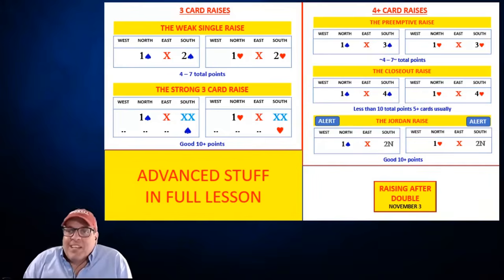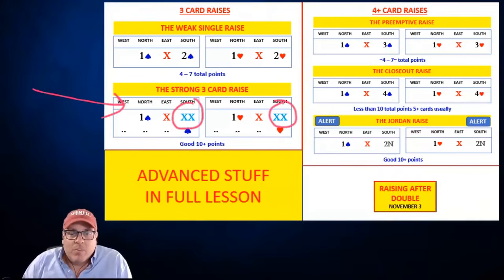So take a look, guys. The top weak single raise is basically the same as it will be almost always, unless you add a little bit of system. So 1 of a major, double, raise to 2, exactly the same. Look right below it though, the strong 3-card raise. You see this? What does that include? Always, if we're playing standard stuff, a bid that we might not be super familiar with.